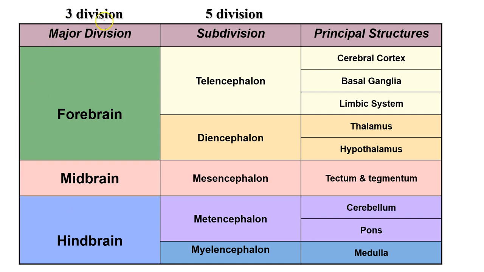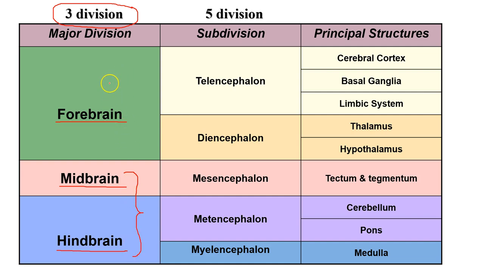So early in development, the brain is in a 3-division stage. It's broken down into forebrain, meaning front brain, midbrain, not surprisingly, middle of the brain, and hindbrain, which is the back half of the brain. Collectively, sometimes the midbrain and hindbrain are known as brainstem.